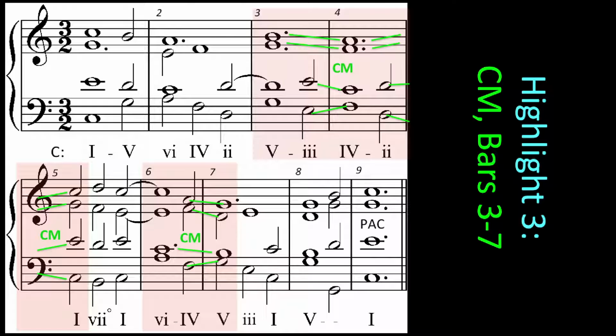Highlight 3, contrary motion across the bar line. Contrary motion is necessary to avoid parallel octaves between neighboring chords, which share no tones in common. Listen to the contrary motion between bars 3 and 4. 4 and 5. And also between bars 6 and 7.